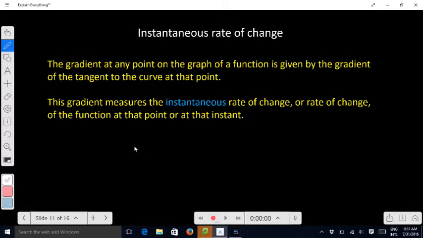Instantaneous rate of change. The gradient at any point on the graph of a function is given by the gradient of what's called the tangent to the curve at that point. That gradient measures the instantaneous rate of change of the function at that point, or at that instant.